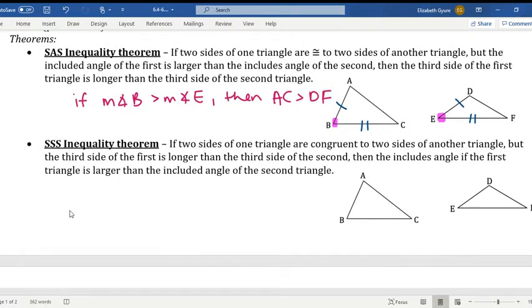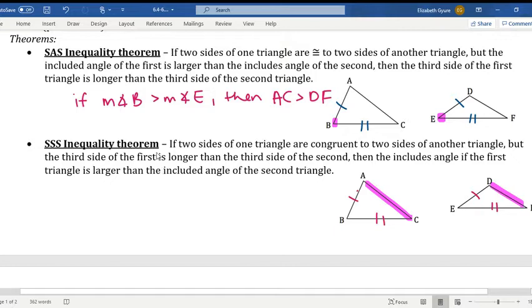Then we can do something similar, but using the sides to show that one angle is larger than the other. So the side inequality theorem says if two sides of one triangle are congruent to two sides of another triangle, so same idea here, if segment AB is congruent to ED and BC is congruent to EF, but the third side of the first is longer than the third side of the second. So if I told you that segment AC was larger than segment DF, then the included angle of the first is larger than the included angle of the second.